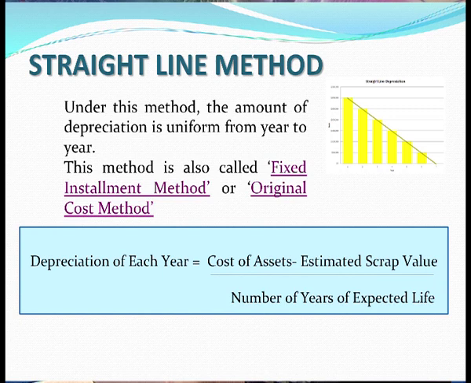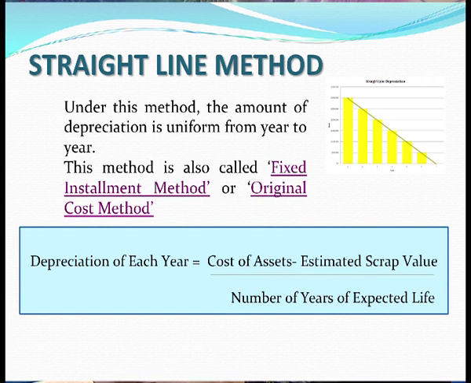As the name suggests, the straight line method means a method in which the amount of depreciation remains constant or uniform from year to year. The amount so calculated does not change from year to year. In fact, it remains the same. That is why this method of depreciation is also known as the fixed installment method or the original cost method, because depreciation is calculated on the original cost, the depreciable value which we had learnt in the earlier part. So, the amount is calculated every year on the original cost of the asset.